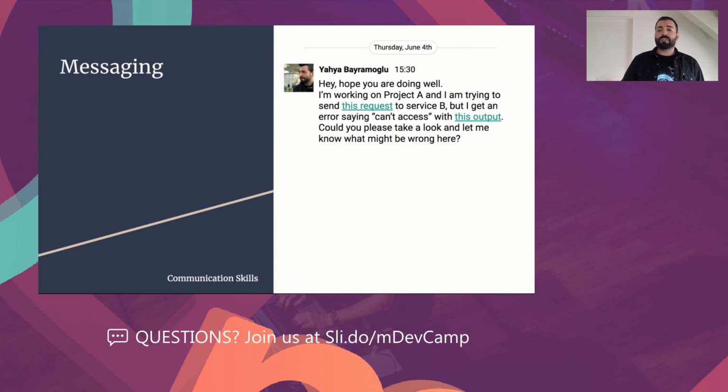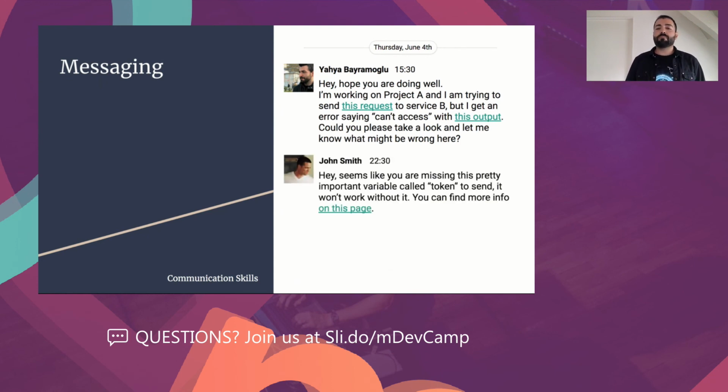And then my colleague wakes up, goes to the office and says, oh, okay, hey, seems like you're missing this pretty important variable called token. It won't work without it. You can find more information on this page. And then he also gives me a link to documentation of that service, all these internal things that I need to be aware of and so on. Perfect, right? I wake up in the morning, I have the answer, I have more context on how to solve this. Done, it's solved already.